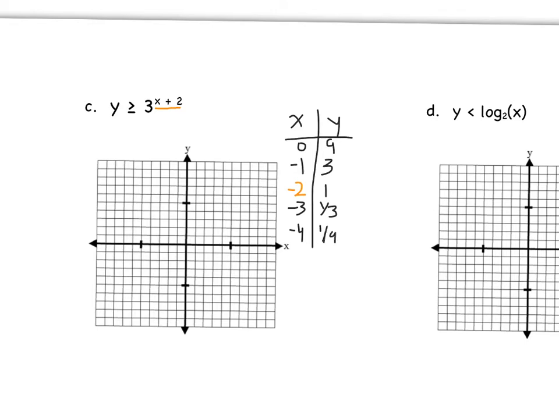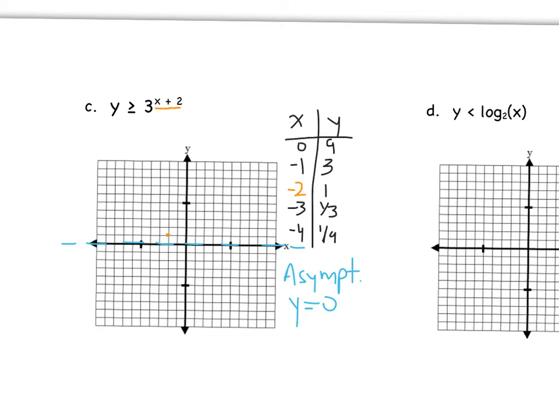As we can see, our y values are getting closer and closer to 0. So remember, that means we have an asymptote at y equals 0. So let's go ahead and plot that asymptote in first before we get to the points, and then we'll have to think about shading as well. Okay. So if we plot our points, we're at negative 2, 1.